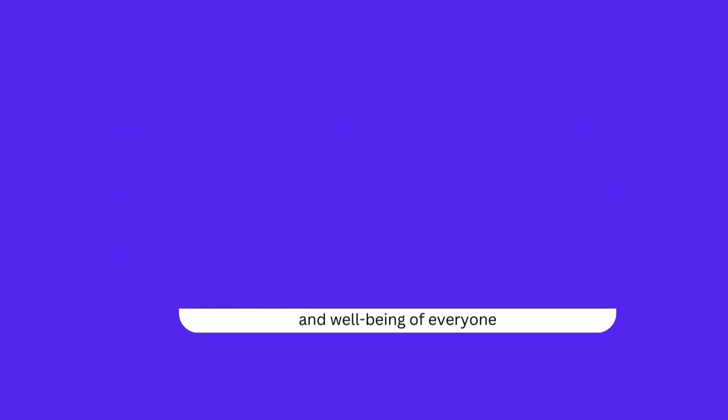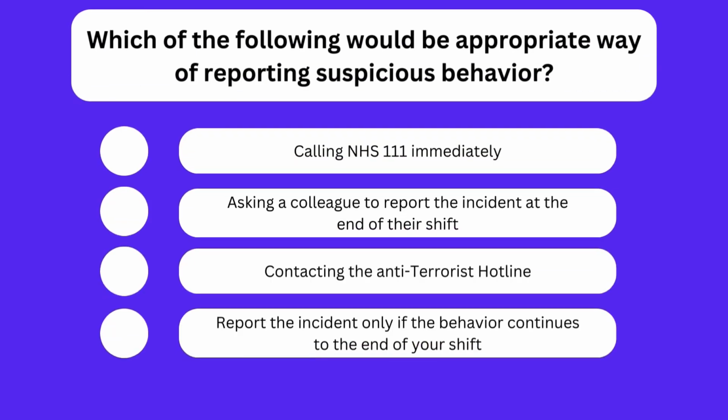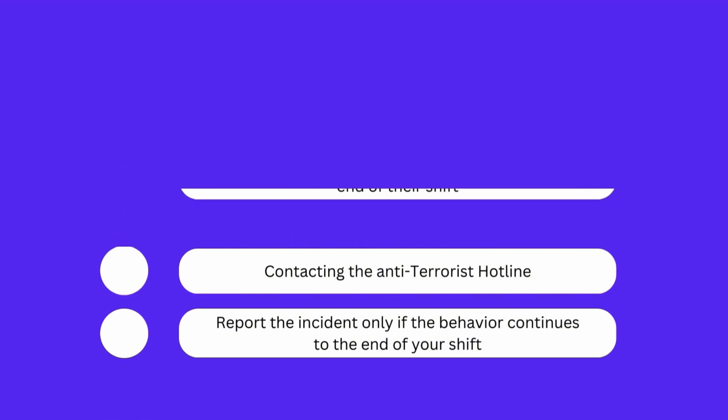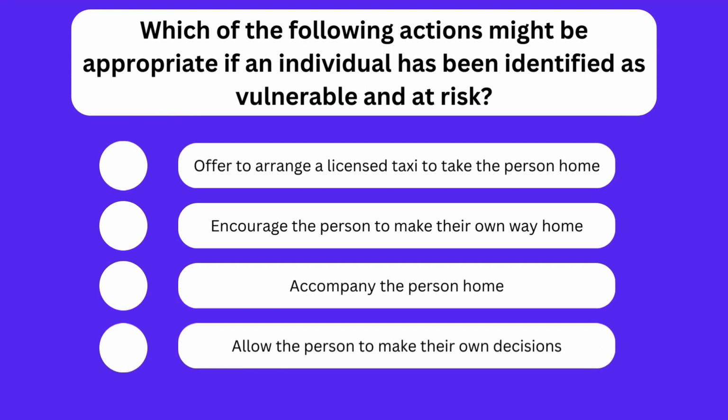Next question is, which of the following would be the appropriate way of reporting suspicious behavior? So the correct option is the last one. Contacting the anti-terrorist hotline would be an appropriate way of reporting suspicious behavior. Next question is, which of the following actions might be appropriate if an individual has been identified as vulnerable and at risk? So the correct option is the first one. Offering to arrange a licensed taxi to take the person home would be an appropriate action.